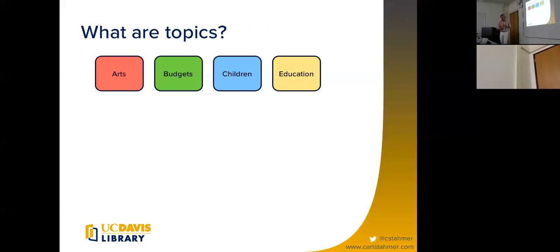All right, so what are the topics? Let's start conceptually again with what these topics of which we speak are. In this particular case, I have these topics: arts, budget, children, education. This will look familiar if you pull the David Blei article. It's the example that he gives in the LDA article.